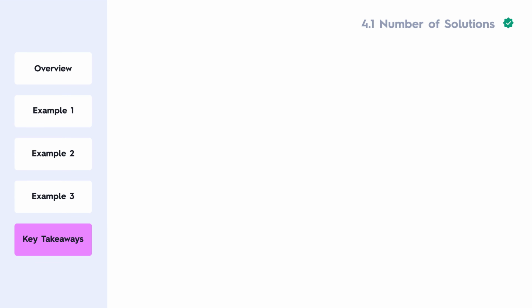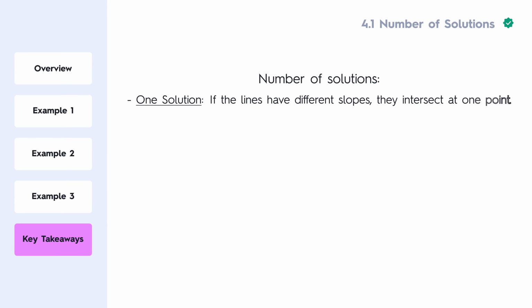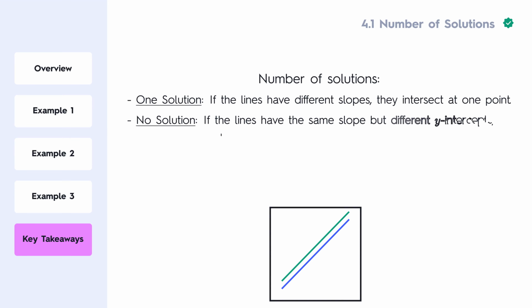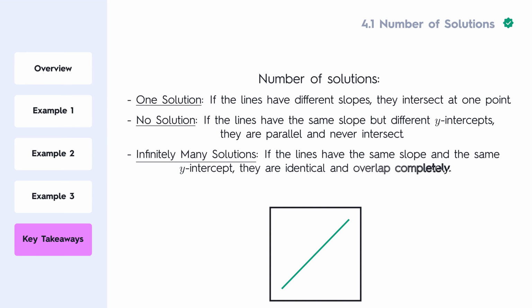Well done. You've just completed a lesson and learned how to determine the number of solutions. Let's quickly recap the main points. In summary, you have to know that the number of solutions depends on the relationship between the two lines. We can have one solution if the lines have different slopes, as they intersect at one point. In case the lines have the same slope but different y-intercepts, they are parallel and never intersect, which means that there is no solution. Finally, we can have infinitely many solutions if the lines have the same slope and the same y-intercept, which means they are identical and overlap completely.